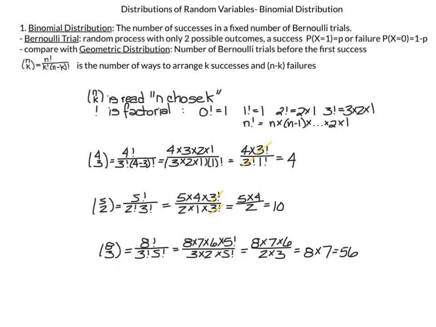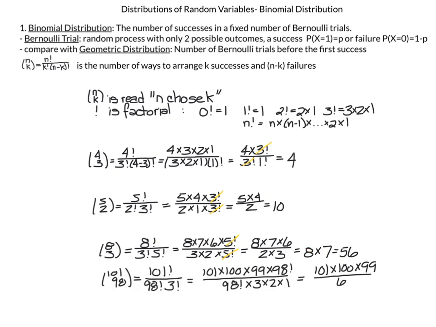8 choose 3. So we have 8 factorial over our 3 factorial, and then finally 8 minus 3 is 5 factorial. This is the bigger number, so we're going to write 8 as 8 times 7 times 6, and then we stop at 5 factorial. That way we can cancel with the 5 factorial on the bottom, and this 3 factorial becomes 3 times 2. We cancel these two, and we're left with 8 times 7 times 6. 3 times 2 is 6, so that cancels out. We're left with 8 times 7, which is 56.